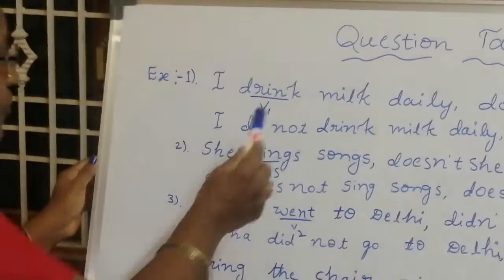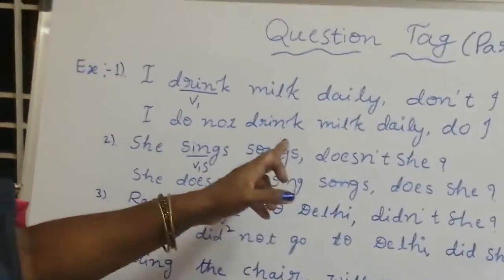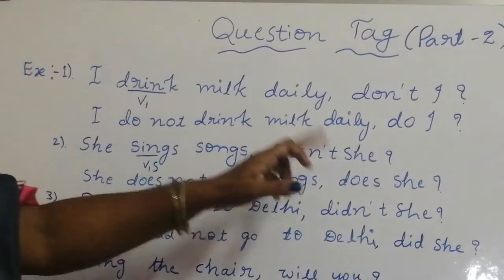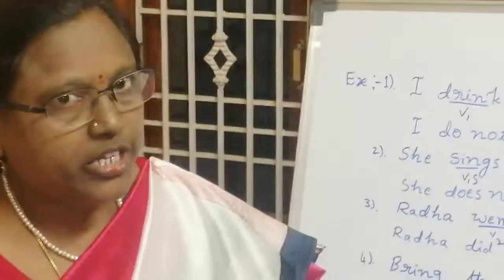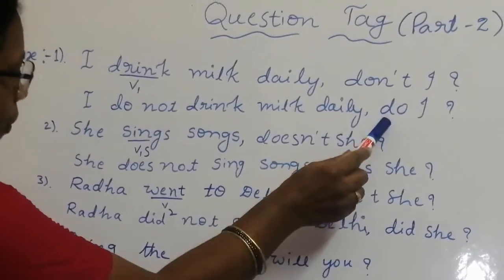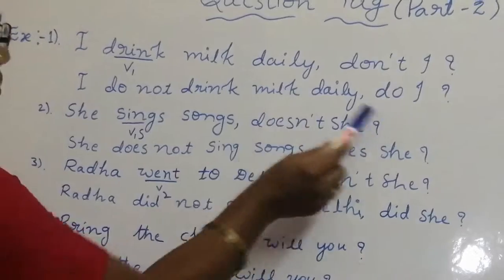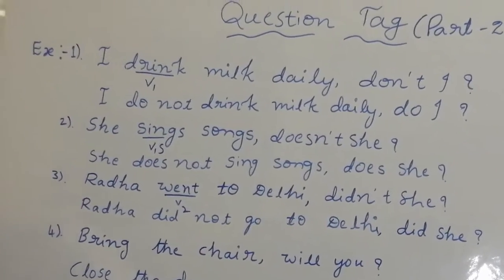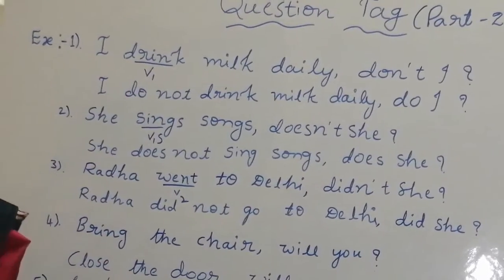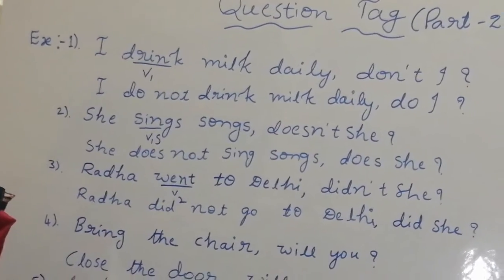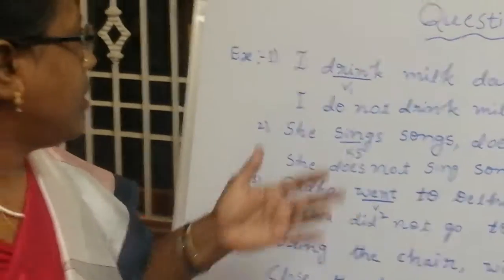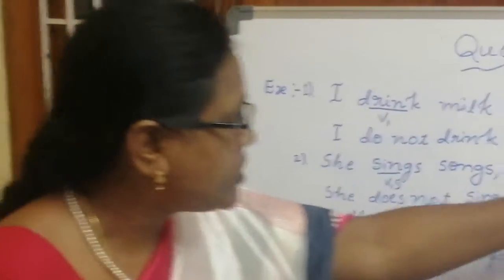And next, if it is a negative sentence, how can we write the answer? I do not drink milk daily. It is a negative statement. Then we should take the auxiliary do, and here we should take I. Then what is the answer here? Do I. We have learnt this in the previous class. What are the auxiliaries here? Am, is, are, was, were, have, has, had, do, does, did, shall, will, should, could, may, might, must, like that. Do is also an auxiliary, that's why we should use do I here.